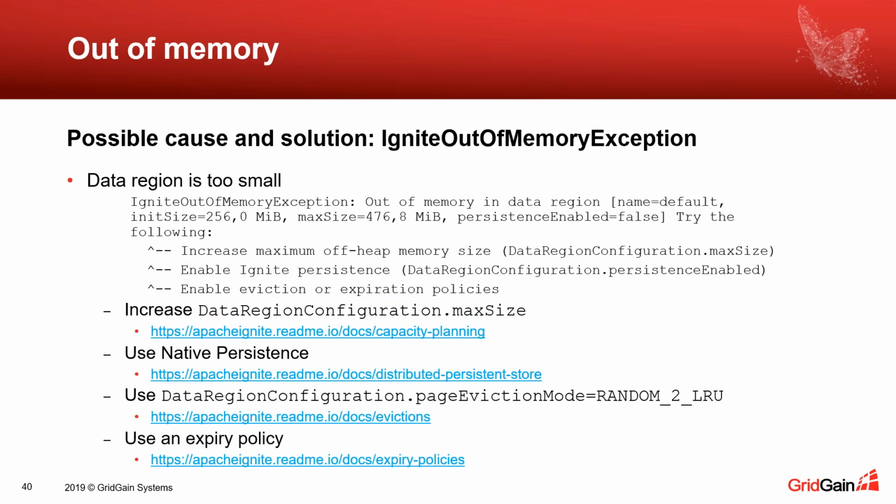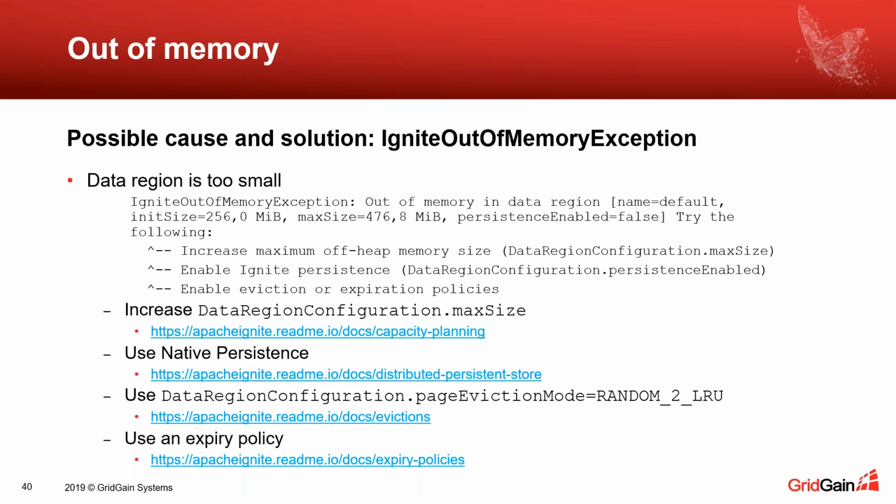The next kind of out of memory is Ignite out of memory. And unlike Java out of memory, it is related not to Java heap, but to off-heap memory. Off-heap memory is where Ignite stores all of your actual data in a serialized form. So the message will look like the one that you see on the slide, and you can see that the message itself actually suggests all the different ways that you can solve it.